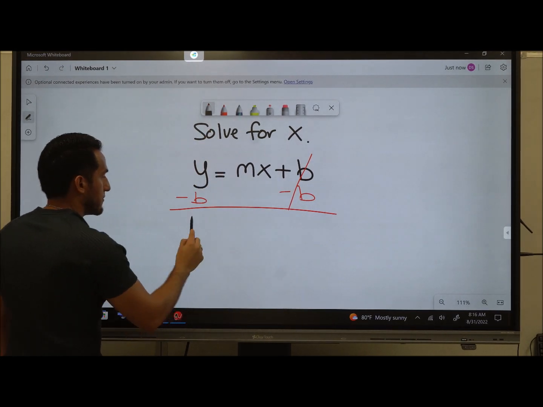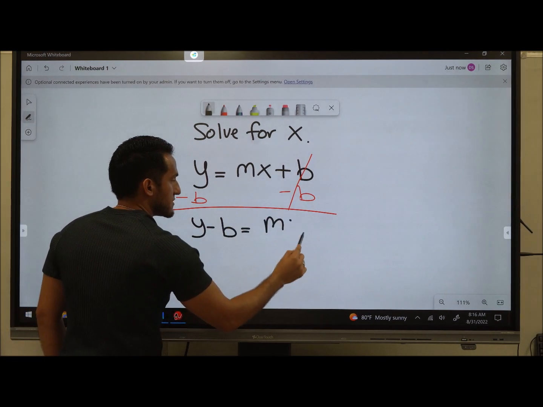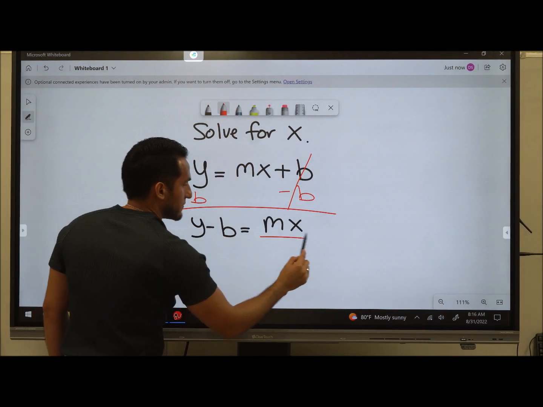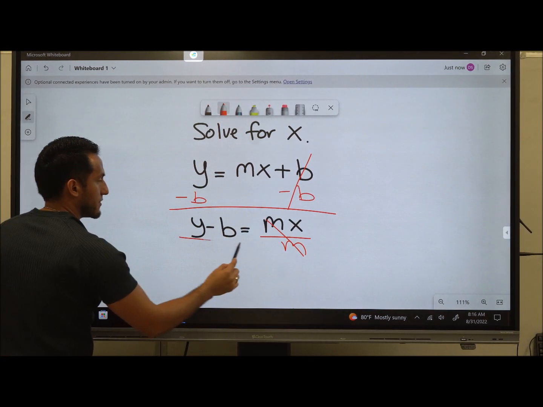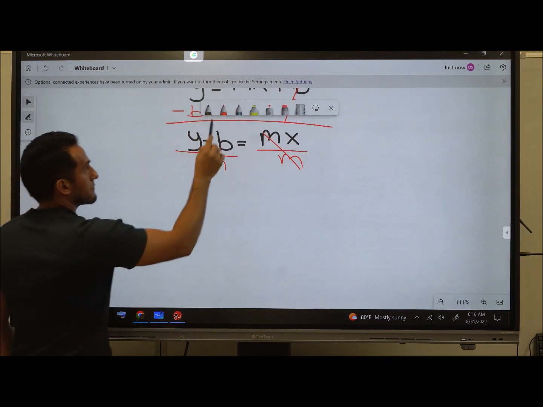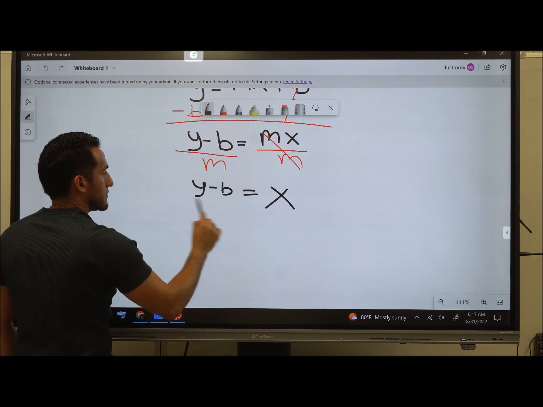So here you would have y minus b is equal to m times x. Since they're multiplying x with the m, you have to do the opposite: divide by m, divide by m. And then you finally get this: x is equal to y minus b all over m.